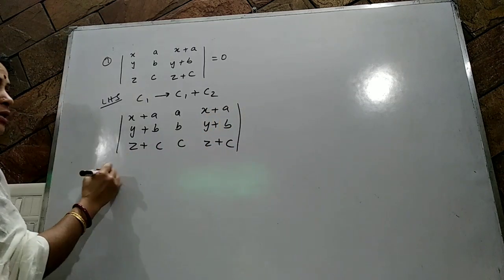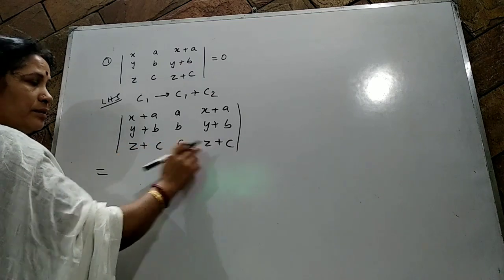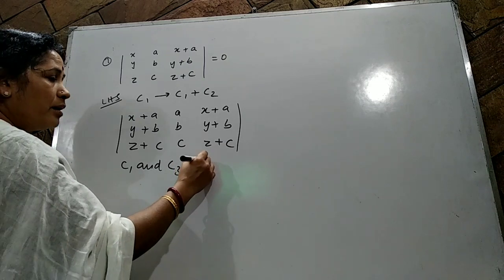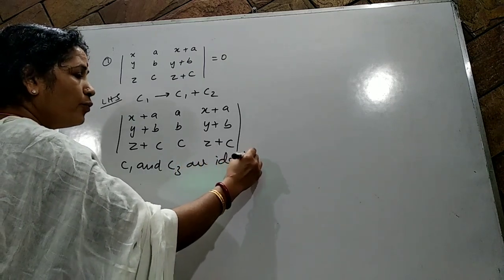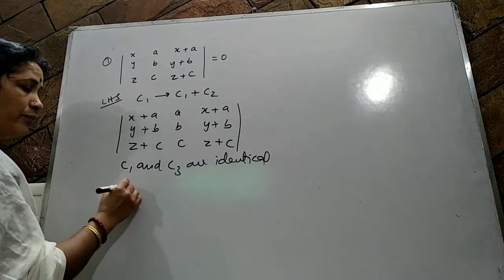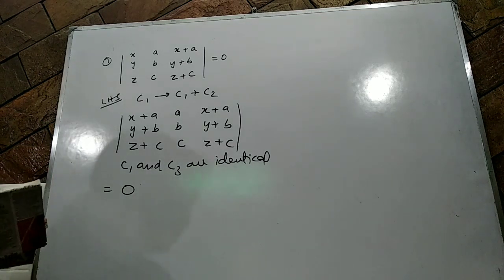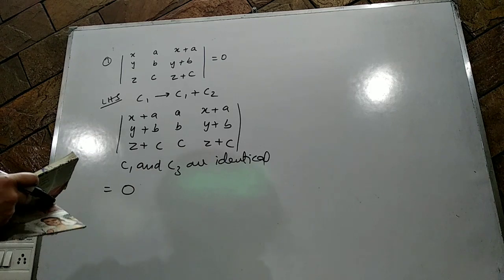Okay, fine. Now that is equal to, here C1 and C3 are identical. So therefore, the value of determinant equals 0. Are you clear what I'm saying? Yes. Say yes, no, beta. Hello. Yes, ma'am.